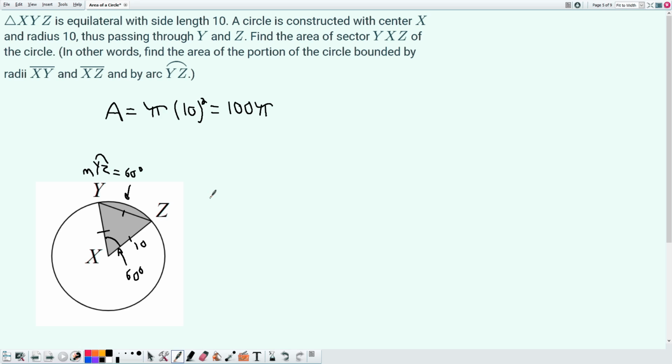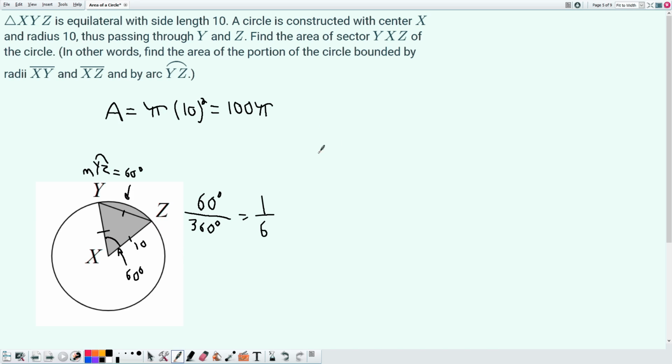Okay, now we could find what ratio this arc takes up of the entire circle by doing 60 degrees over the entire circle's 360. And we can simplify that to 1 over 6. So this arc is taking up 1/6 of the circle, which would also imply that this entire region is 1/6 of the circle as well, since this region is bounded by the arc.